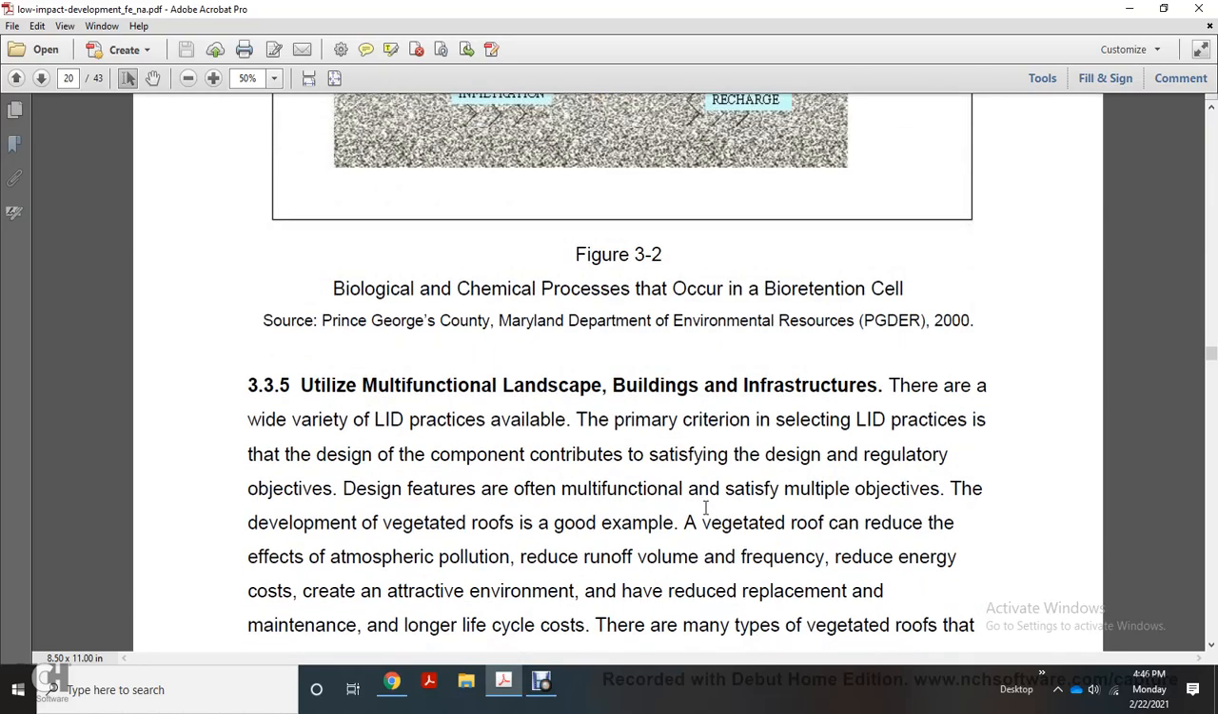Alright, 3.3.5. Utilize multifunctional landscape, buildings, and infrastructure. There are a wide variety of low impact development practices available. The primary criteria for the listing of a low impact development practice for the design are the components that contribute to satisfying the design regulatory objectives.